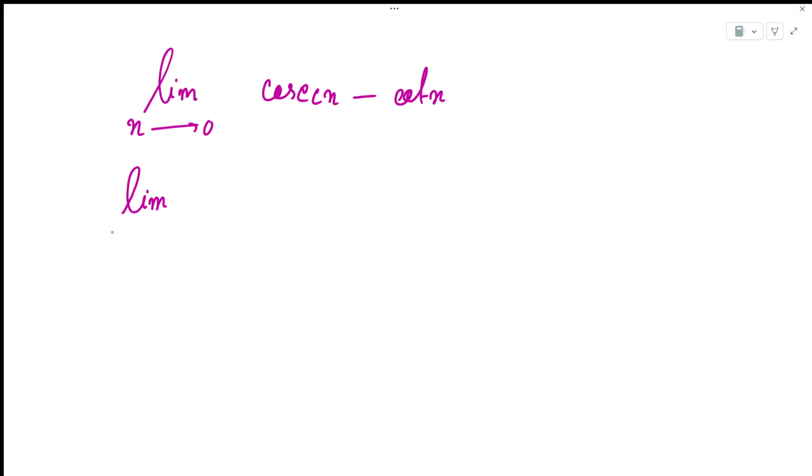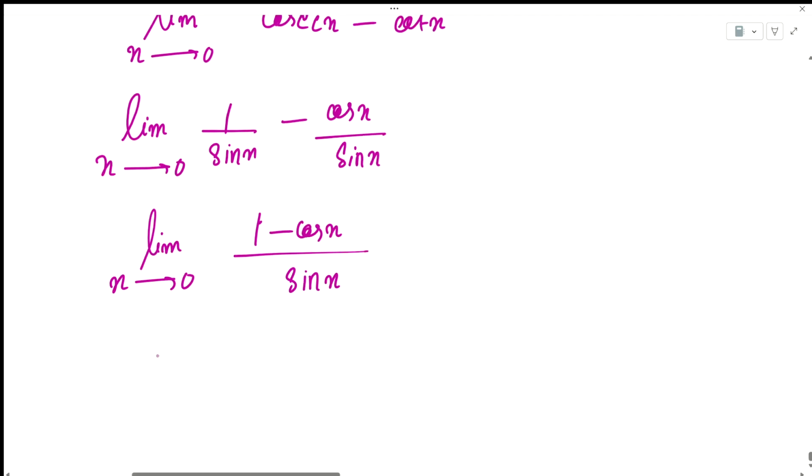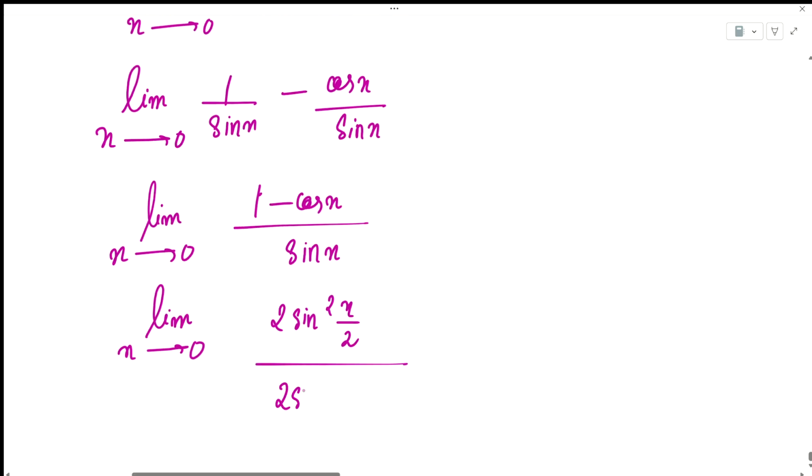So see, cosec x can be written as 1 upon sin x, and cot x can be written as cos x upon sin x. Now if we apply the formula over here, if we just subtract, this is 1 minus cos x, and this will be sin x. Now see, you should know that 1 minus cos x is 2 sin square x upon 2, and then sin x can be written as 2 sin x by 2 cos x by 2, right? So I can cancel the 2's out here.